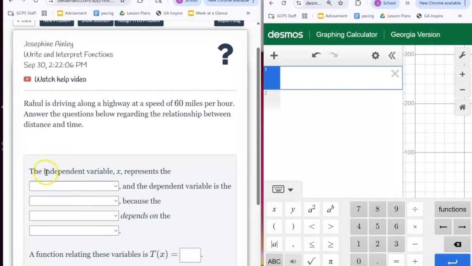The keywords that I need you to know are independent and dependent. Independent does not depend on anybody else, it is always x. Dependent depends on x, which means it's the y value. So independent is x, dependent is y. Keep that in your memory. All right, now that we know that, we just need to know the situation so we can know what's x and what is y.